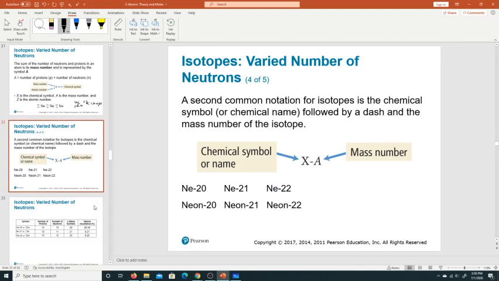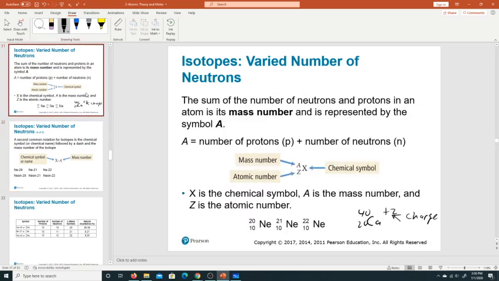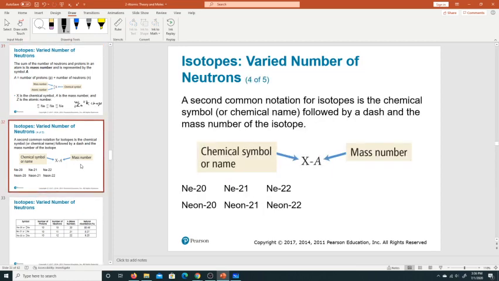Sometimes the mass number is also written to the right. So neon 22 could be written this way, or it could have been written this other way. So you have to be familiar with that.